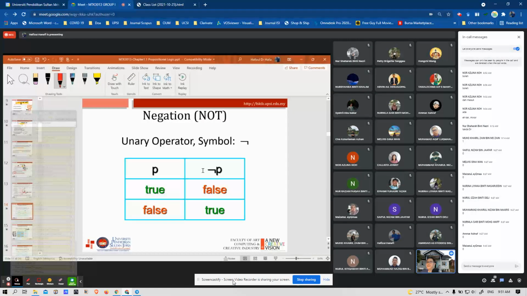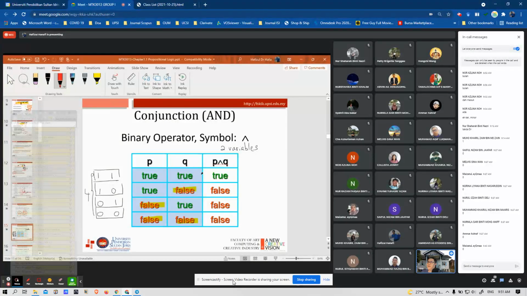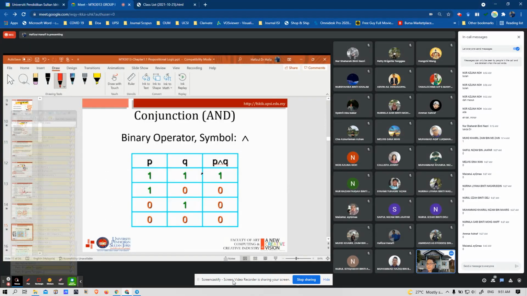Okay, and then negation is not. We have a true and false value. If true, it should be false; if false, it should be true lah. This one is negation either way. And then we have the binary operators based on two variables. True multiplied by 1: true, 1 multiplied by 0 is 0, 0 multiplied by 1 is 0, 0 multiplied by 0 is 0. Okay, and then we have a conjunction, the conjunction symbol. This one is the multiplier that I said before.